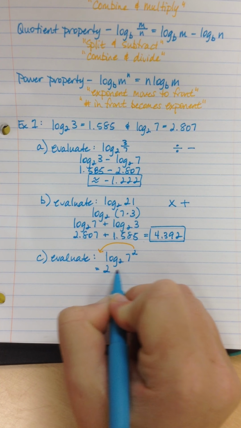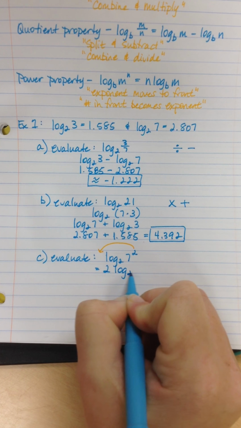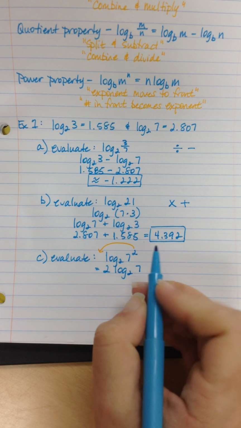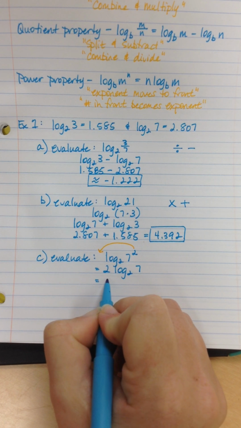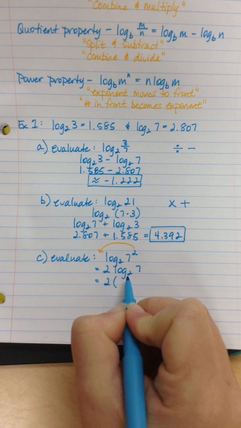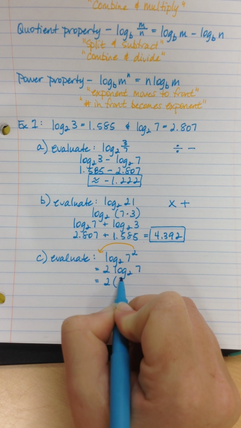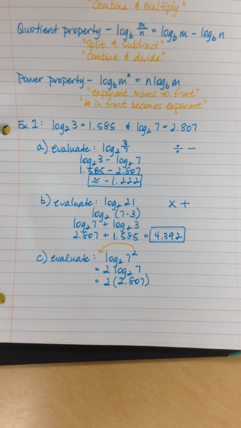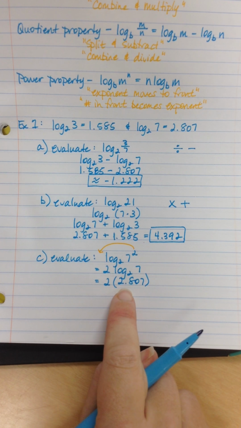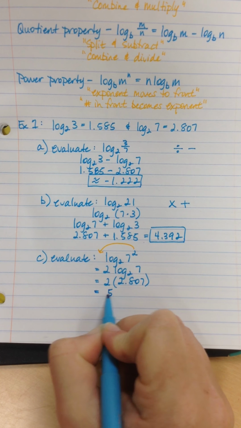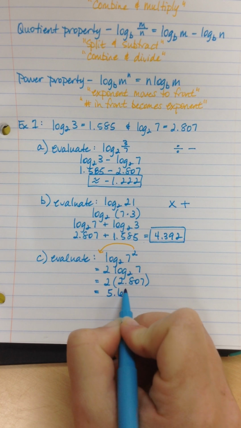This gives me 2 log base 2 of 7. Again, I know what log base 2 of 7 is, so I can plug that in. Now remember, we're multiplying, so it's 2 times the log base 2 of 7. And log base 2 of 7 again is 2.807. So now we multiply these two things together using our calculator, and you should get a final answer of 5.614.